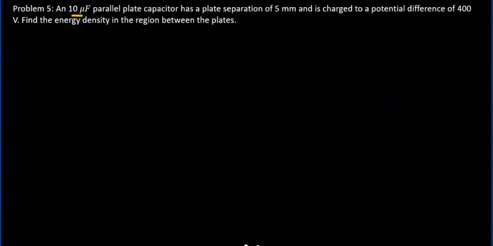Problem 5. A 10 microfarad parallel plate capacitor has a plate separation of 5 mm and is charged to a potential difference of 400 volts. Find the energy density in the region between the plates.